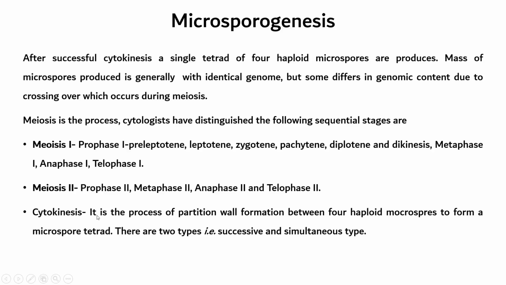Cytokinesis is defined as the process of partition wall formation between the 4 haploid microspores to form a microspore tetrad. Each tetrad shows 4 spores. They become attached together with the help of a common wall. And in angiosperms, there are 2 types of cytokinesis, that is successive and simultaneous type.